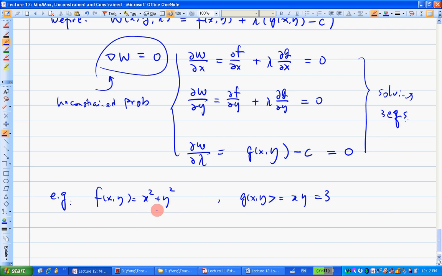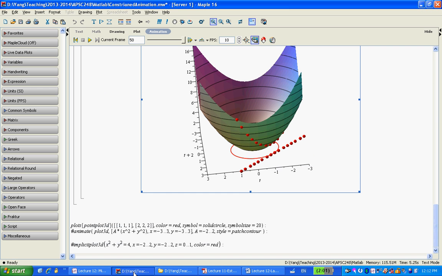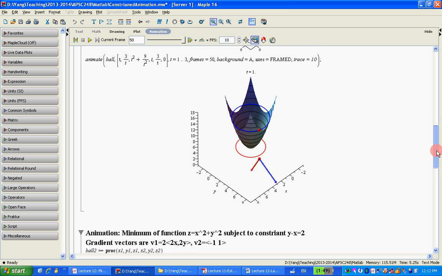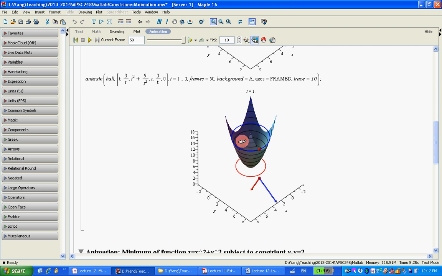Here is this function f. Here is the constraint g. So you're going to walk along the curve xy equal to 3. There are two vectors. The blue one is the gradient vector of the function f. The red one is the gradient vector of the function g.